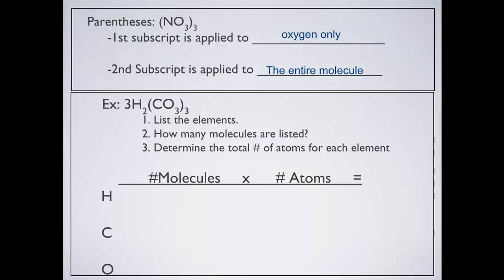All right, so let's do a more complex example. 3H2CO3. It may seem complicated, but it's really the same process. So first off, how many molecules of this whole thing do we have? Lily? 3. So everything's going to get multiplied by 3. How about for hydrogen? How many atoms of hydrogen are there? 2. For a total of? 6. All right, how about carbon? How many molecules of this whole thing?